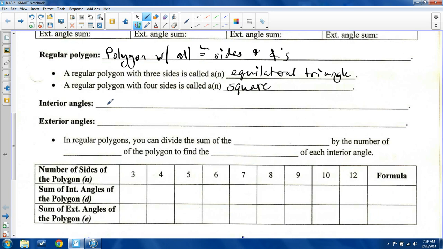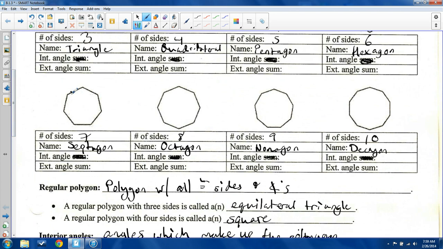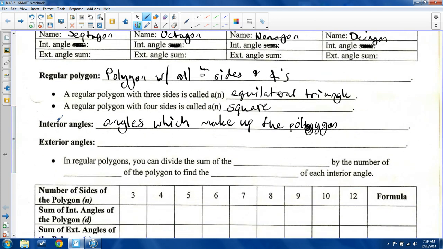Okay, interior angles are the angles I'll just say the angles which make up the polygon. And by that I mean the ones that are on the inside, the ones that you would actually talk about normally. They are the conventional angles that we talk about. So these guys right here, these are my interior angles. Okay. So in a heptagon, there are seven interior angles. That's just how it's going to work. Normally you just call them angles, but now we have to be specific with interior versus exterior.